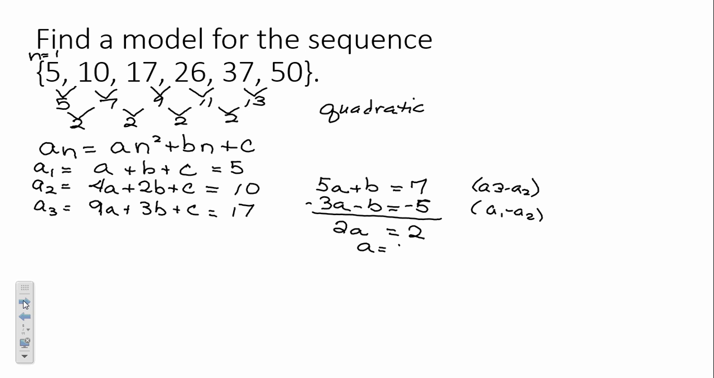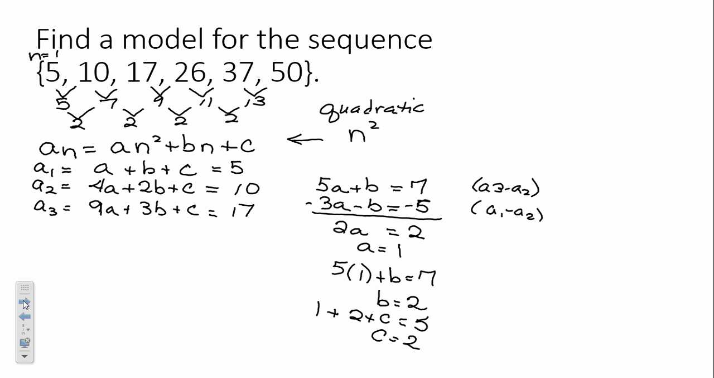So a is 1. Plug it back into either equation, probably the top because we like to deal with positives. 5 times 1 plus b equals 7. What's b? And then I like to plug them into the first equation, because I only have to deal with no coefficients here. So 1 plus 2 plus c is 5. So c is 2. So our formula for this sequence is a sub n equals n squared plus 2n plus 2.